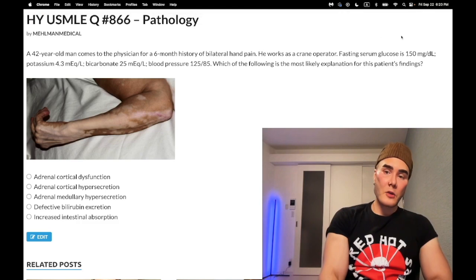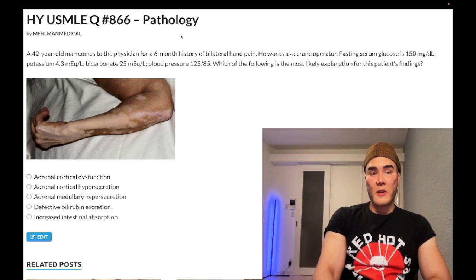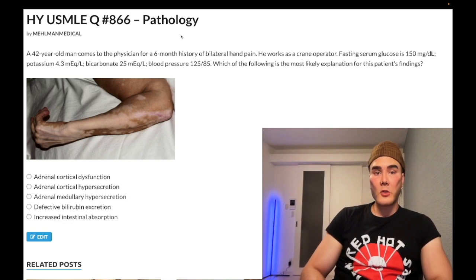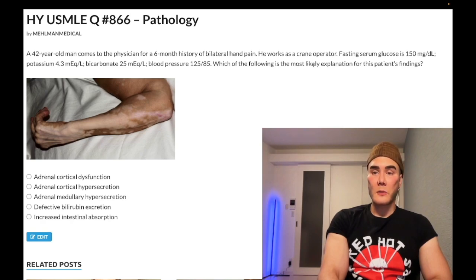So he's in the diabetes range, but we haven't formally diagnosed it because, as I just said, you need two fasting glucoses, 126 or greater. Potassium 4.3, should be 3.5 to 5. Bicarbonate 25, should be 22 to 28. And blood pressure is normal, 125 over 85. So this is pertinent information, as I'll discuss moving through the question. The question asks which of the following is the most likely explanation for the patient's findings.